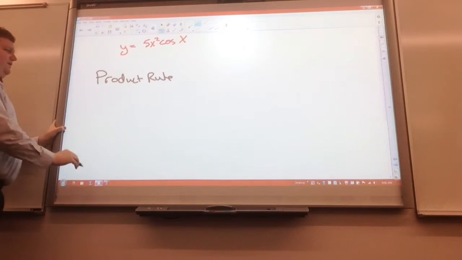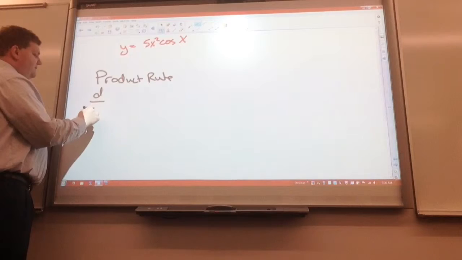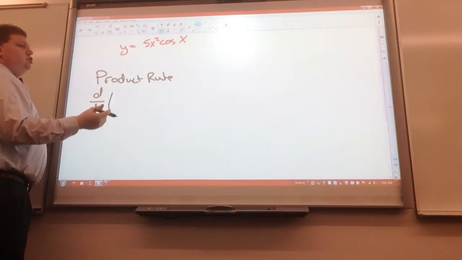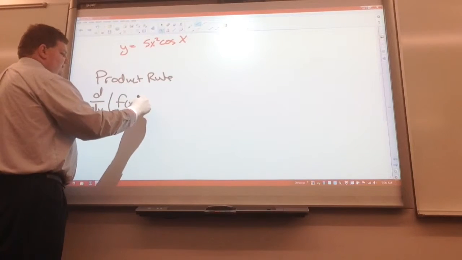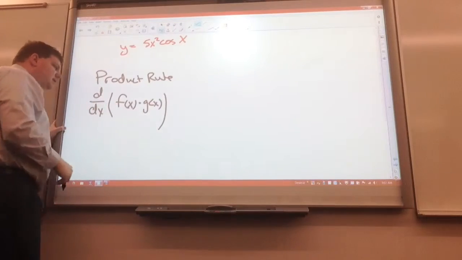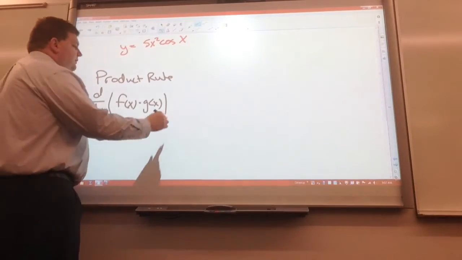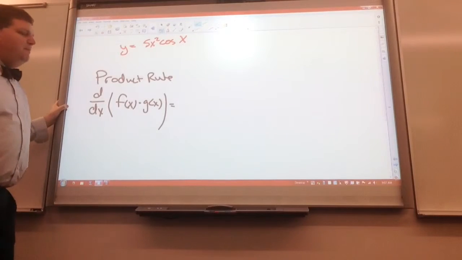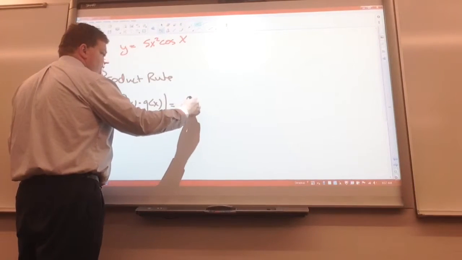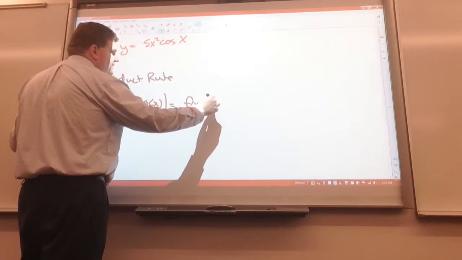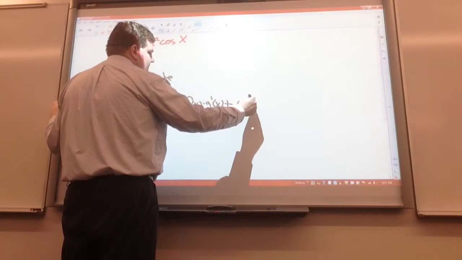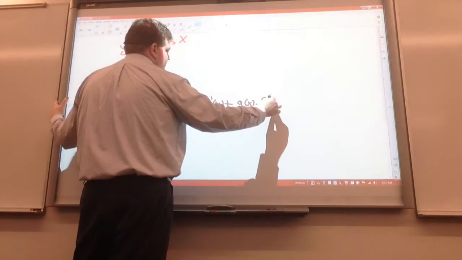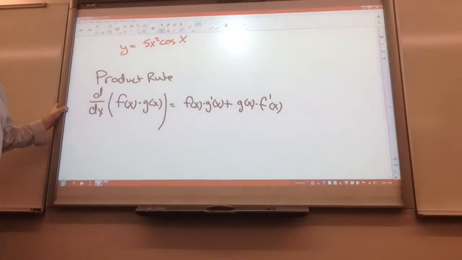How the product rule is basically stated is: when I'm taking the derivative of two functions that are being multiplied together, which is what I could treat this as, f of x times g of x, the result, it's kind of weird, but basically it's the first function kept the same times the derivative of the second function, plus the second function kept the same times the derivative of the first function. Okay? That's the rule.